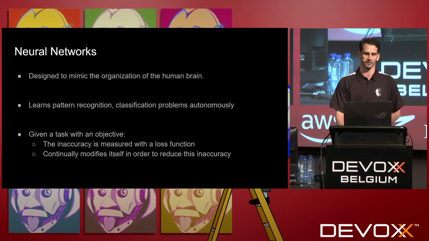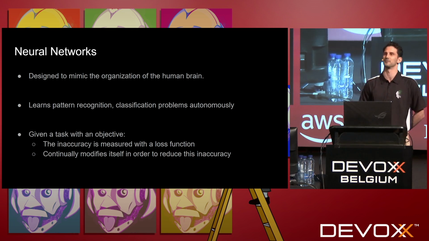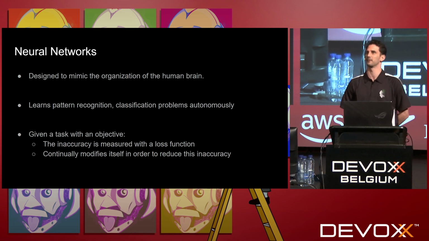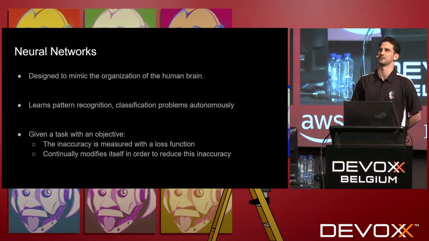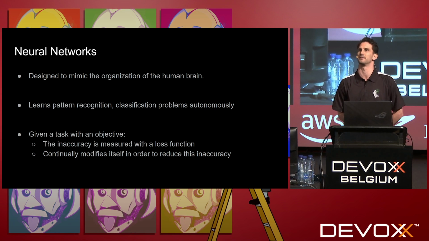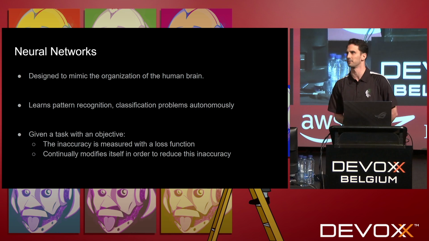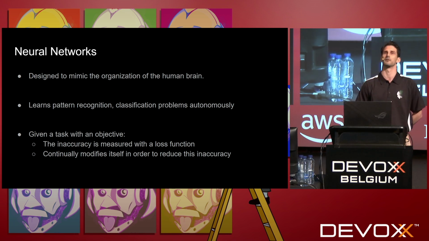And what exactly are these machine learning neural networks? That in itself would probably take a couple hours of a talk, but to distill it down into a couple sentences, a neural network is a computer algorithm that's designed to mimic the organization of the human brain. And it's going to be learning autonomously. It's not something that you set up with specific routines or tasks. It's essentially designed for pattern recognition, classification problems, or regression. And you're going to be giving it a task.